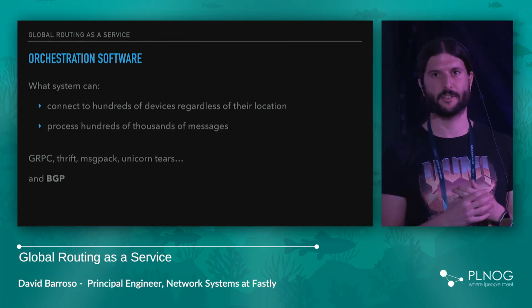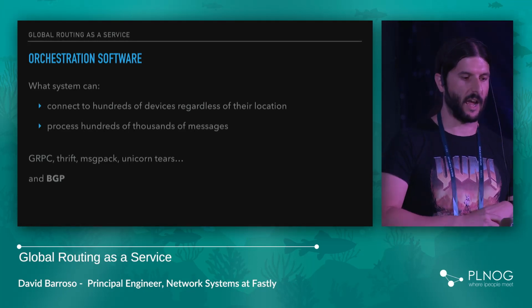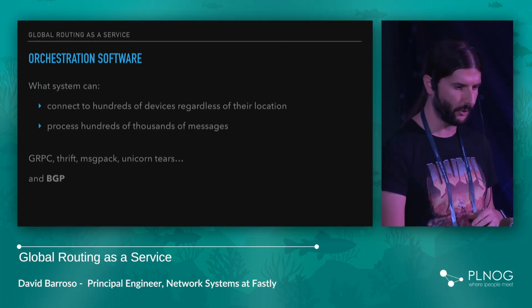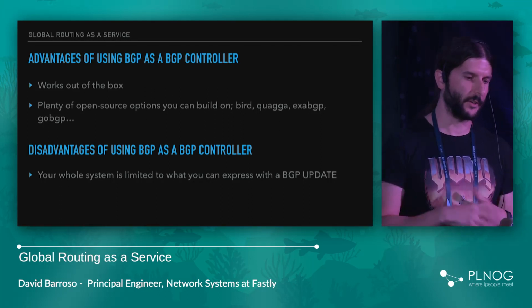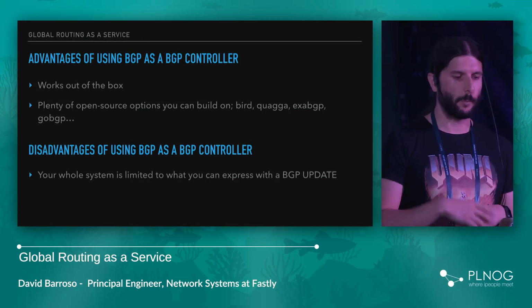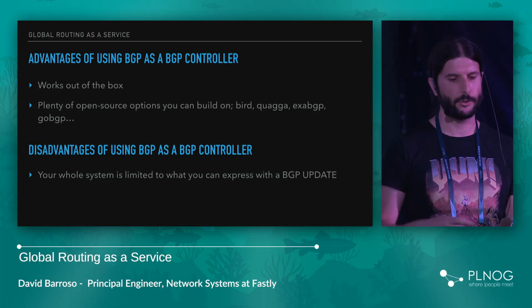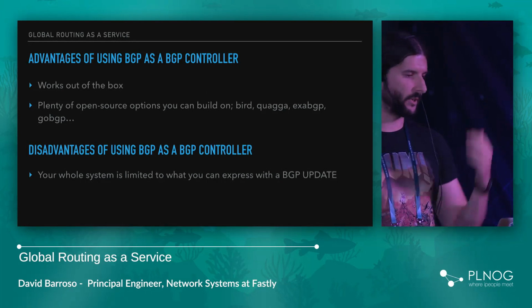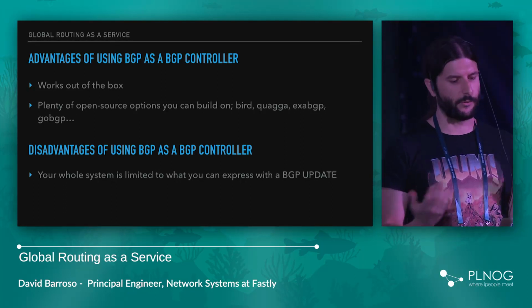We know that it scales to millions of routes, and we know it can connect to many hundreds of devices because we are doing that in production. So using BGP has a few advantages. The first thing is that it works out of the box. There are plenty of open source options that you can start leveraging on. You have BERT, you have Quagga, you have XBGP, GoBGP. There are even some written in Perl. I'm sorry for them.